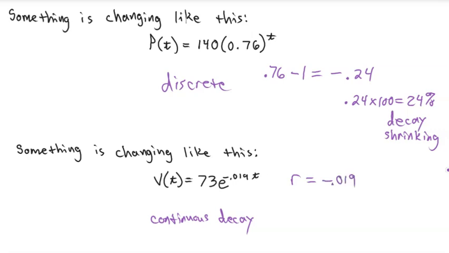See, with continuous, we don't have to subtract from 1. Whatever you see here actually is the rate. So the rate is negative 0.019, okay? The negative means that it's decay, and the 0.019 is the rate. Now if we take the 0.019 and multiply it by 100, we get 1.9%. So this is a 1.9% decay rate. And that's how we interpret these exponential functions.